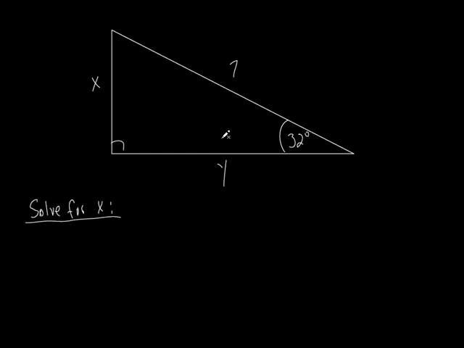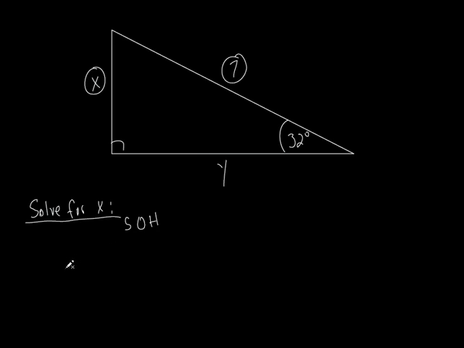Now look what we have. I'm trying to solve for x, so I need to use this side. What is this side to this 32 degree? It's opposite. Now what side do we actually know? Hypotenuse. So look what I have. I've got opposite, and I've got hypotenuse. Which trig function uses opposite and hypotenuse? The sine does. You see that?